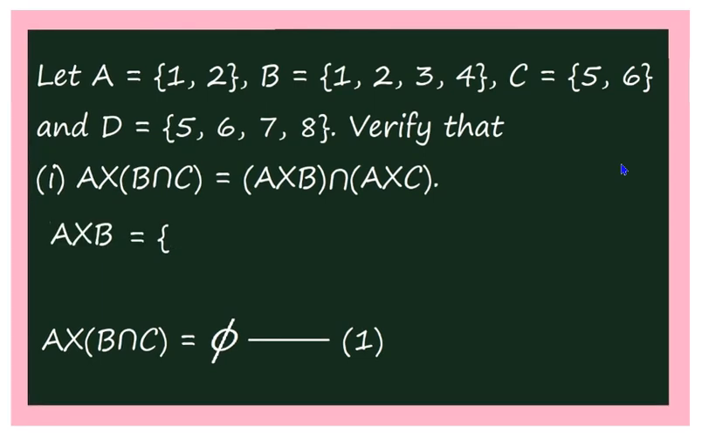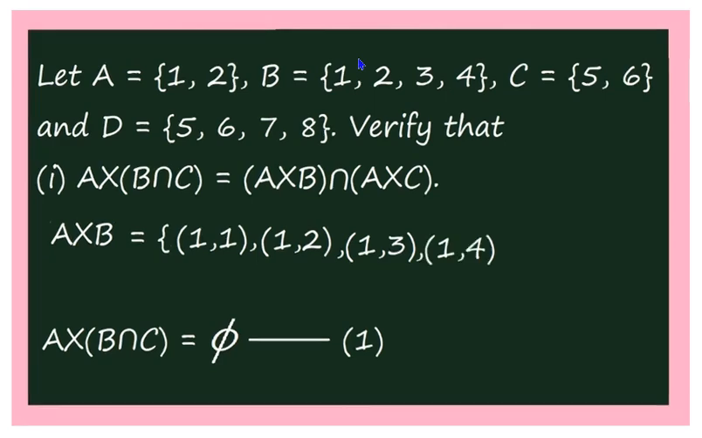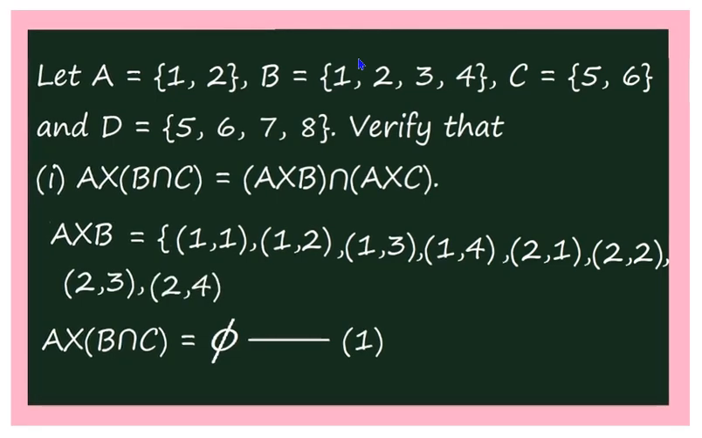First let us find A × B. A is equal to {1, 2}, B is equal to {1, 2, 3, 4}, and totally there will be 8 elements in A × B. The first element is (1, 1), next is (1, 2), next is (1, 3), next is (1, 4), and then you come to the second element of the first set, that is 2: (2, 1), (2, 2), (2, 3), (2, 4). This is A × B.